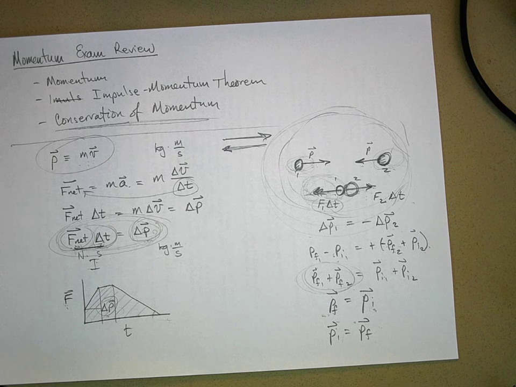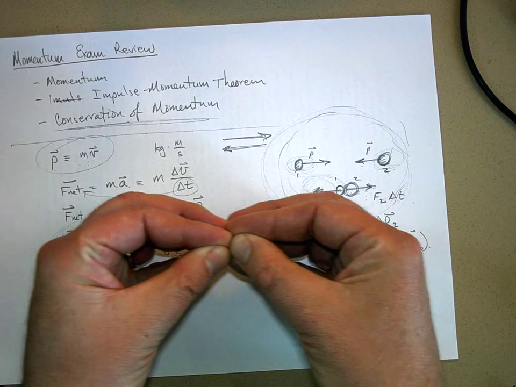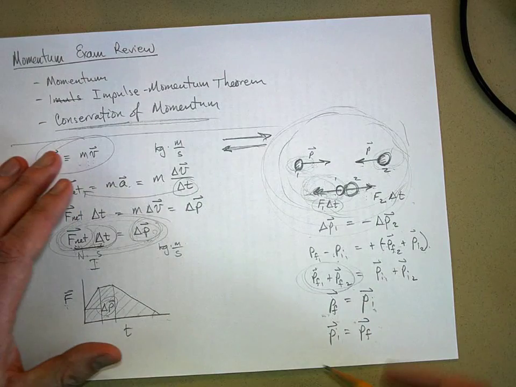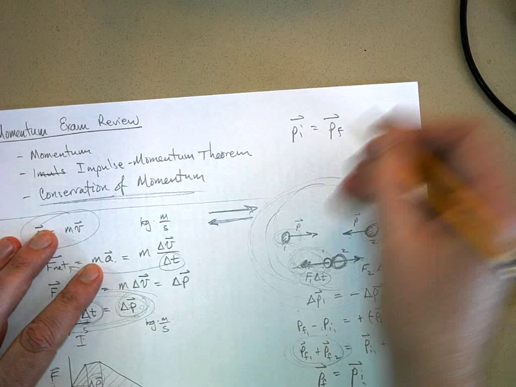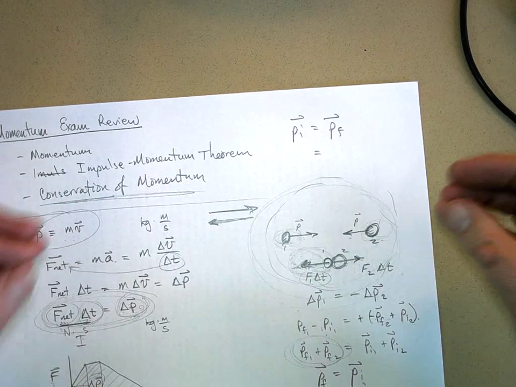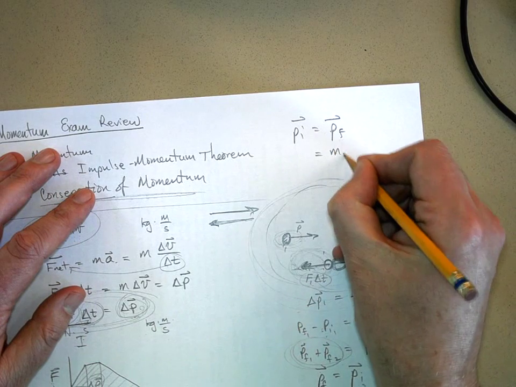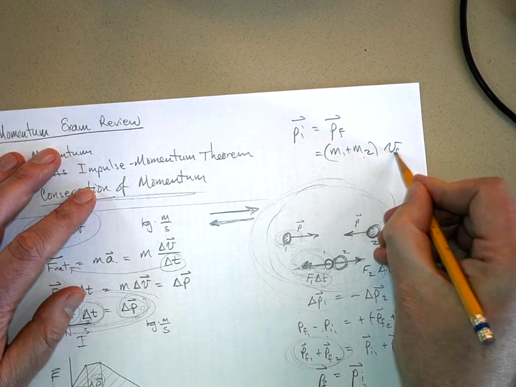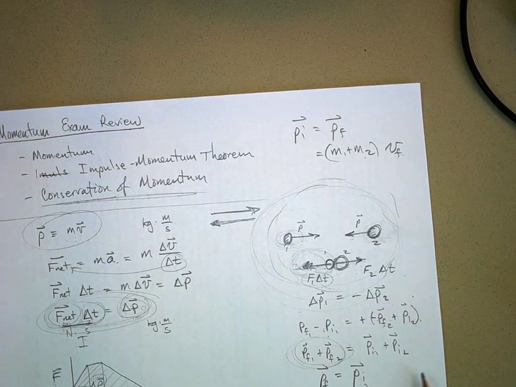Number 14 is a collision problem where two objects come together and stick together afterwards. Okay, so if you have a collision problem, you start with P initial equals P final. Remember, if two objects come together and stick together after the collision, then you just add the masses, right? Because they're stuck together, they have a common final velocity. So I think we've worked several problems like that.